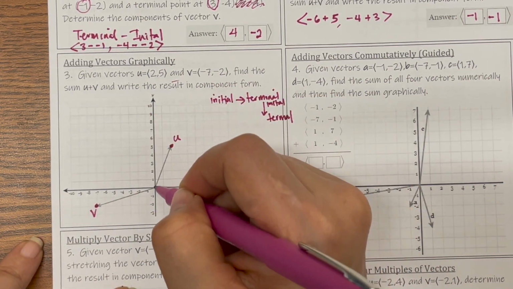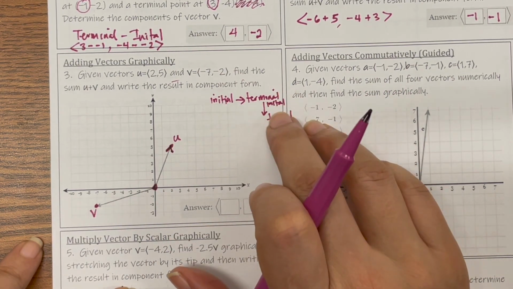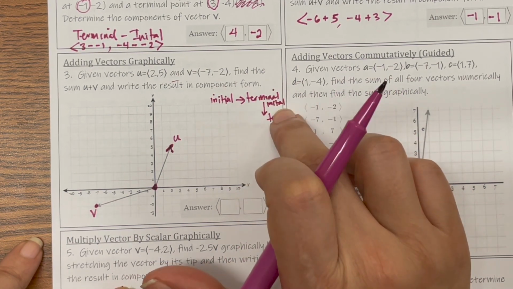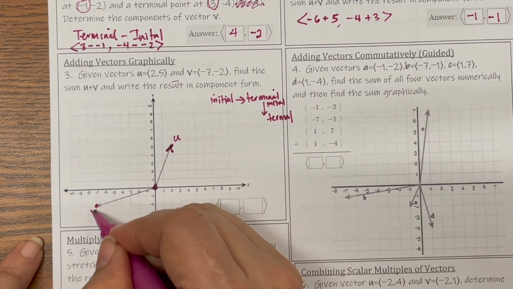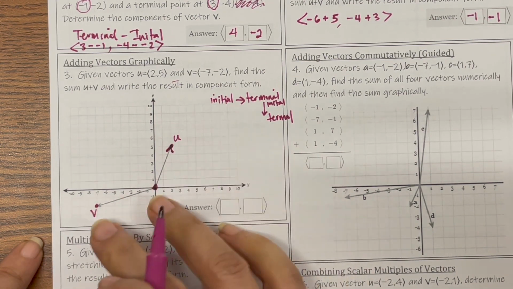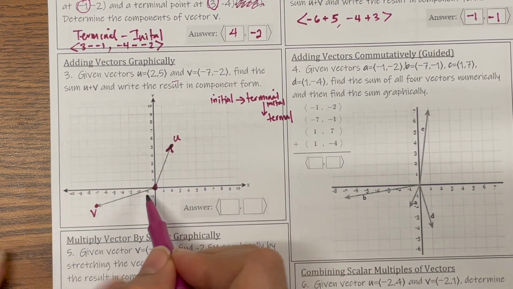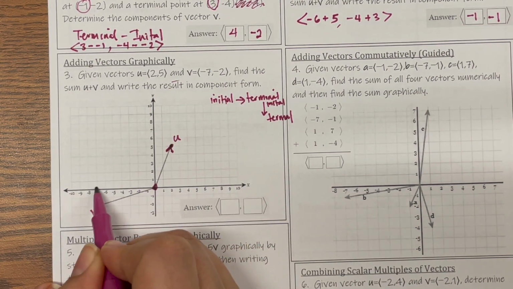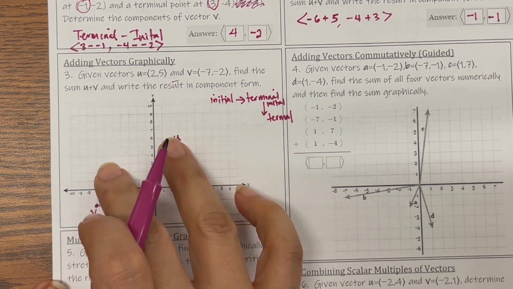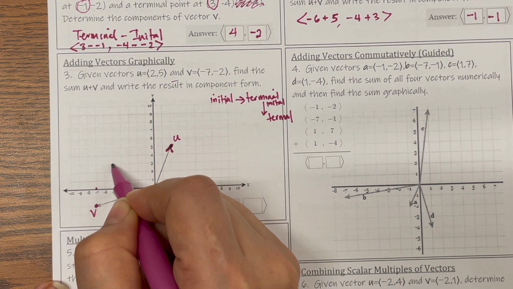So u plus v. This is my initial, this is my terminal, right? Then I join the next vector's initial point at the terminal. So terminal and initial join together. The initial point for v is this part right here, and I need to join it here. So I'm moving this vector up here. To move that vector, I can just count the boxes. So I have -7, to the left, and -2, down. So I'm going to go 7 to the left and 2 down.